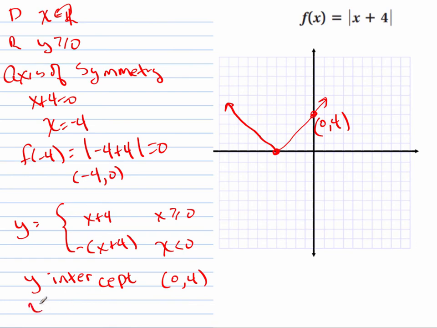Has an x-intercept at -4, 0. The axis of symmetry is right here at x equals -4. And I do need to see that line. You make it a line, and it needs to be labeled.